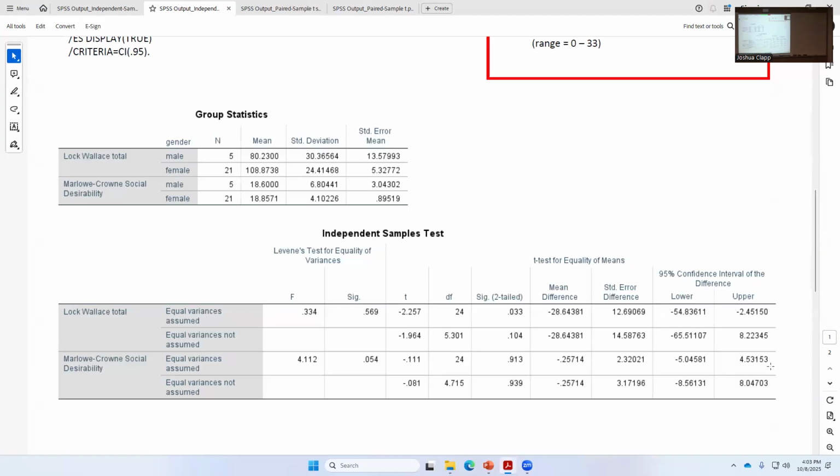And Cindy, tell me what's going on with Marlowe-Crowne here. First of all, let's take a look at our Levene's test. What's my Levene's test telling me? Right here. Okay.